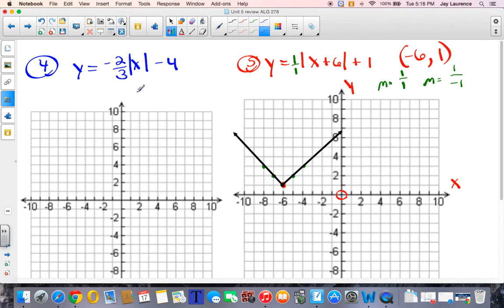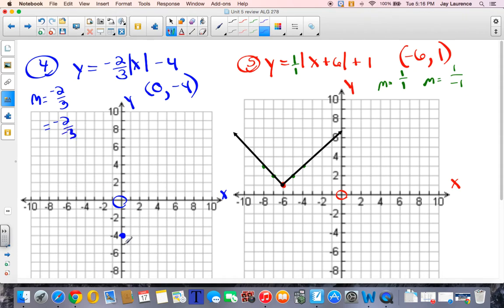The vertex. What number is being added or subtracted to the x? 0. It doesn't say plus or minus anything. That means there's a 0 in there. The x-coordinate of my vertex is 0. My y-coordinate is -4. So let's see, I've got to put the origin in, I've got to put x and y, and I have to go to 0, -4 right there. Now my slope. My first slope is going to be -2/3, the number in front of the absolute value. Then I'm going to use the slope of -2 over -3.